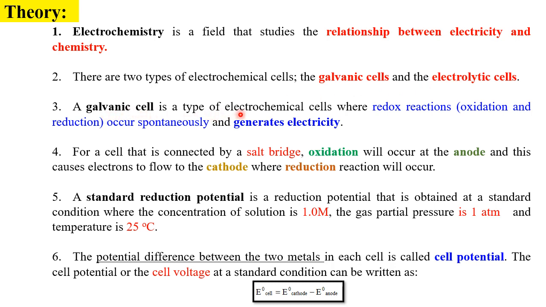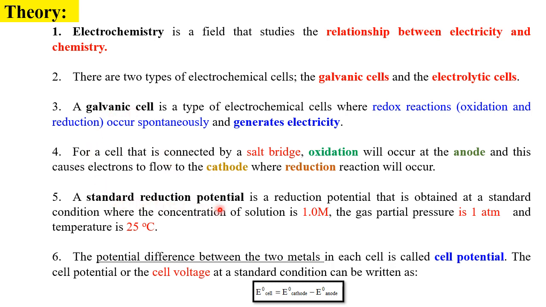A galvanic cell is a type of electrochemical cell where redox reaction, still remember what is redox reaction? It is the reaction of oxidation and reduction that occurs spontaneously and generates electricity. So meaning that galvanic cell is from chemical energy changed to electrical energy. So for a cell that is connected by a salt bridge, oxidation happens at the anode and reduction happens at the cathode. So the electrons flow from anode to cathode.